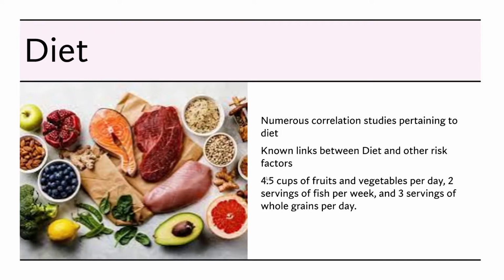So generally speaking, the American Heart Association recommends about 4.5 cups of fruits and vegetables per day, 2 servings of fish per week, and 3 servings of whole grains per day. This has become highly controversial. Diet in general has become controversial here in America. We won't get into that here, but maybe we'll have the opportunity to talk about it later.